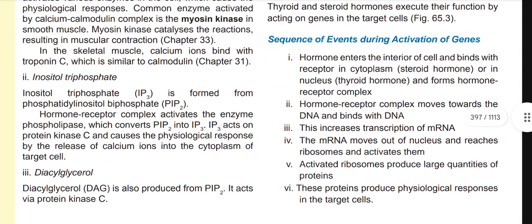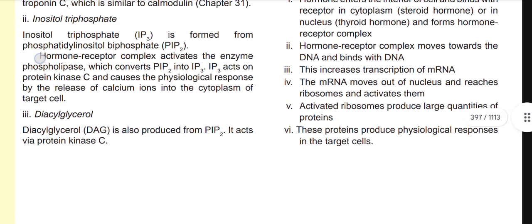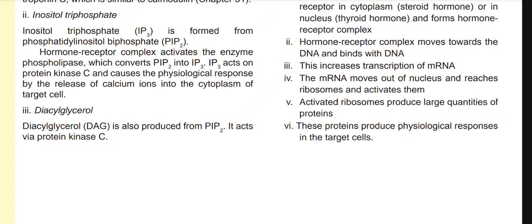So if we repeat one time the sequence of events during the activation of genes, first of all HR complex formation, that is in case of steroid in the cytoplasm, and in case of thyroid in the nucleus. When the HR complex is formed, it comes towards the DNA and binds with the DNA, and when it binds with the DNA, it will transcribe mRNA, and the mRNA moves out of the nucleus and reaches the ribosome and activates them. The activated ribosomes will produce large quantities of proteins, and when the large quantities of proteins are produced, they act upon the target cell and the physiological responses occur.